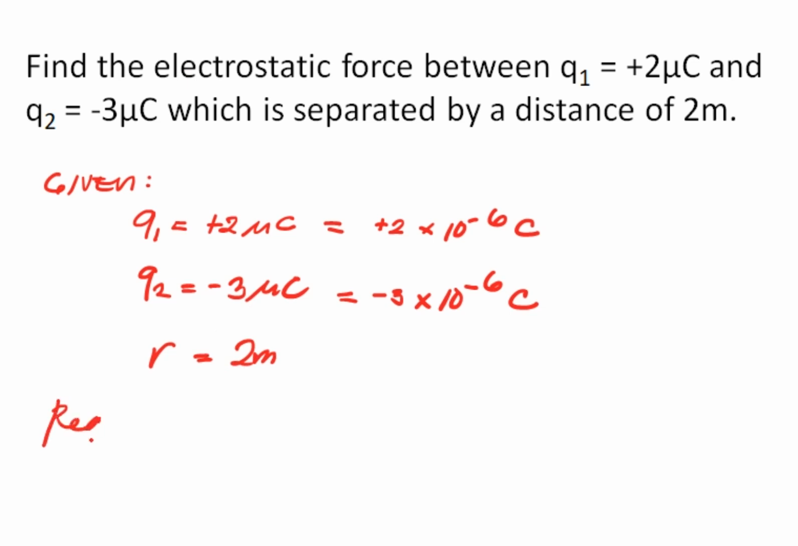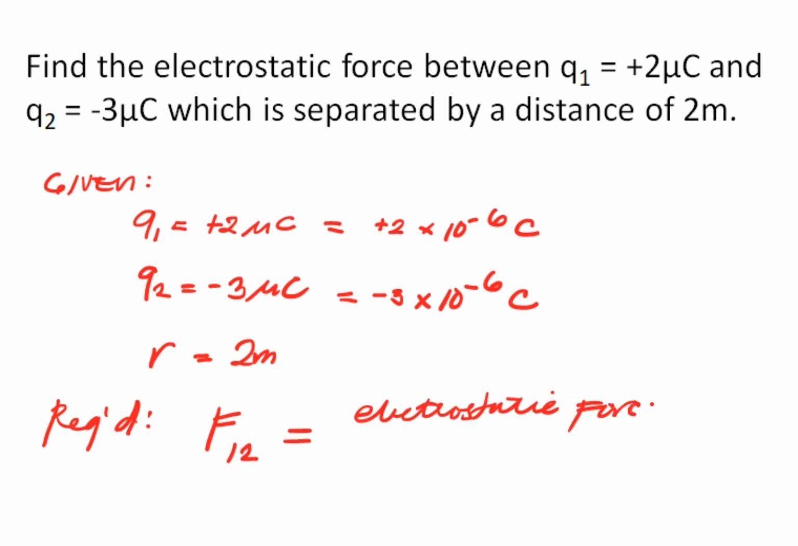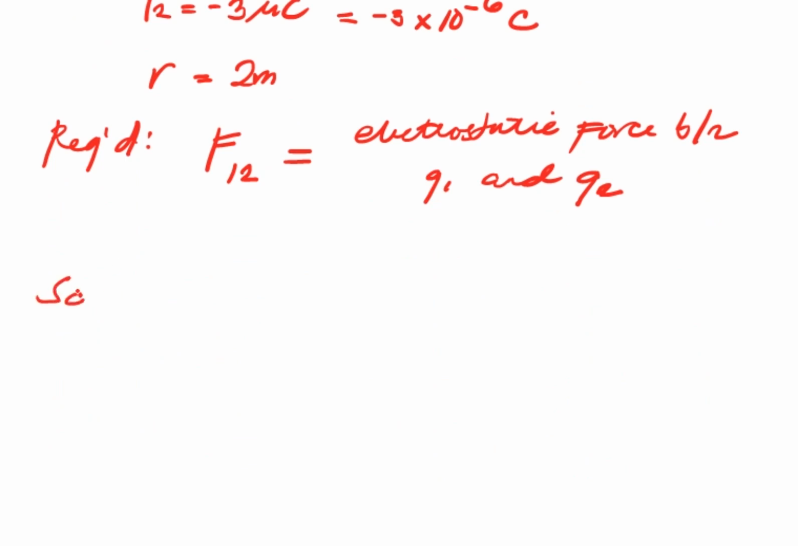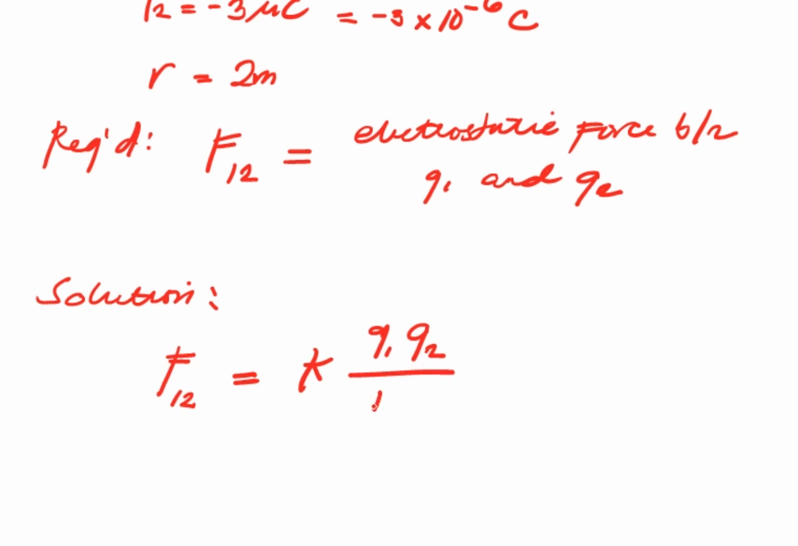Now we are required to find the force between Q1 and Q2, the electrostatic force between Q1 and Q2. From our equation for electrostatics, we have F12 equals K Q1 Q2 all over r squared.